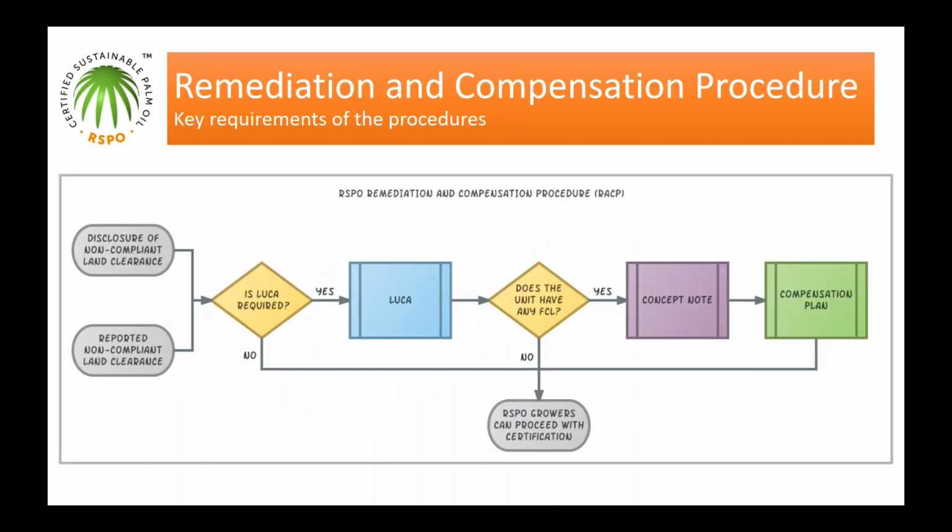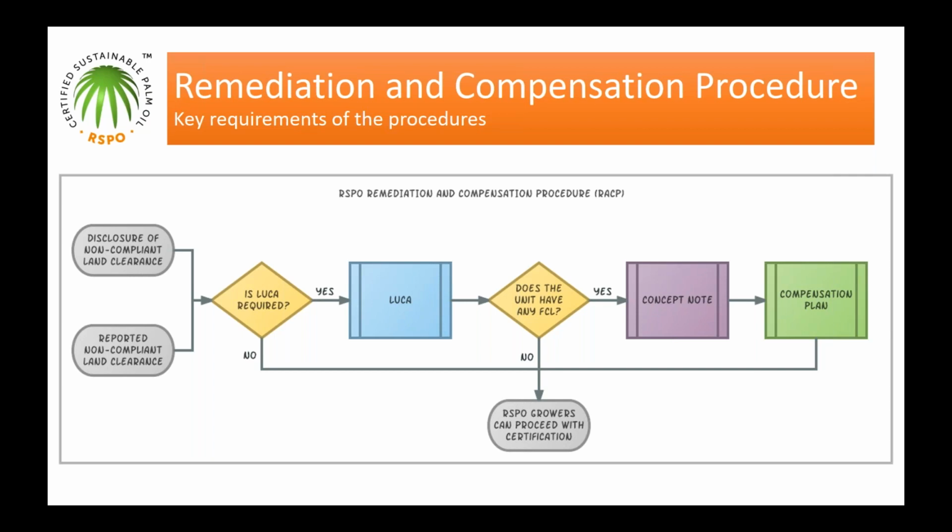This is a basic flowchart on how the remediation and compensation procedure works. Briefly, it starts with disclosure of non-compliant land clearance. It can either come from the disclosure itself, or it can be reported by a certification body or a third party. And from there, the RSPO Secretariat will decide whether a LUCA, or land use change analysis, is required. If it's not required, the RSPO growers can proceed with certification.